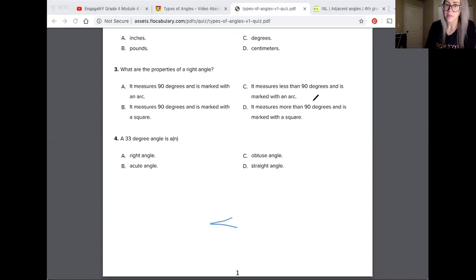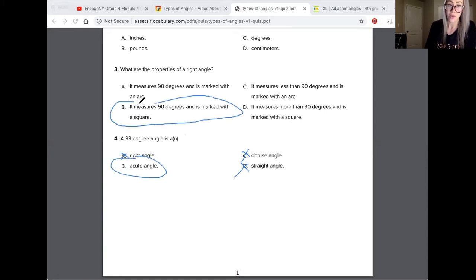Now, it has to be small. Knowing what we know, it can't be right. That's 90 degrees. Obtuse would be more than 90. Straight would be 180. So the only answer it could be is B. So it looks like we answered B for both.